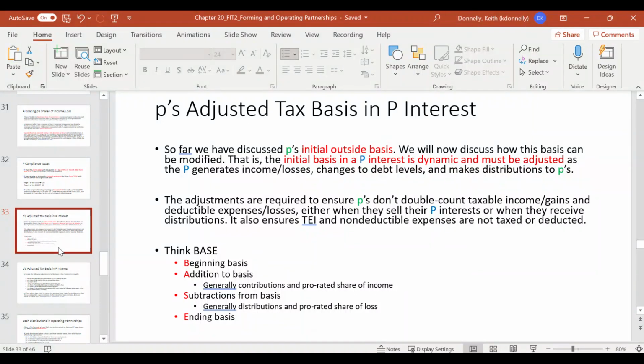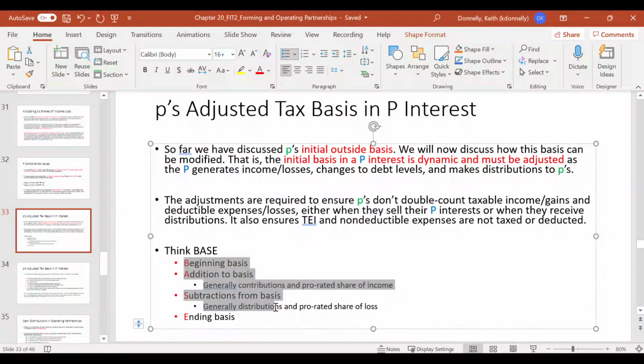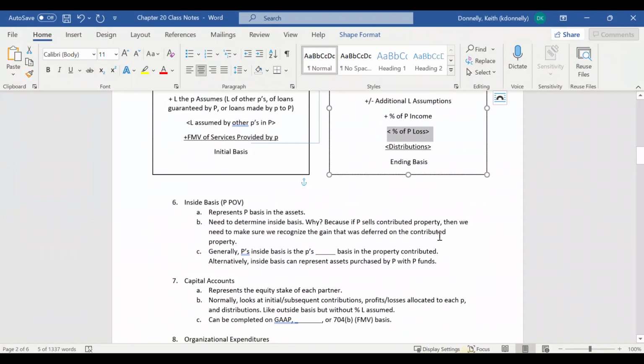And the reason we update our outside basis is really to avoid double taxation. So if you're going to tax me now in the current year on my percent of income from the partnership, that's great. But if I don't update my basis for that amount, that part of income attributable to me, if and when I then go sell my partnership interest, it will be like I got double taxed on it. So we will see that in the examples here. But in general, I'm going to have this base acronym: your beginning plus your additions minus your subtractions equals your ending.